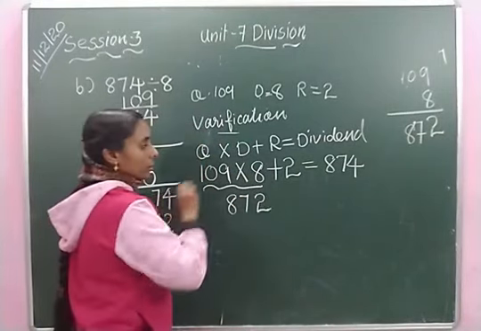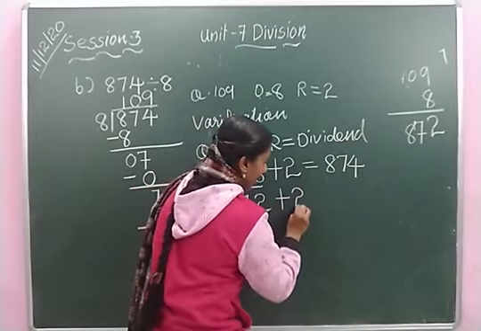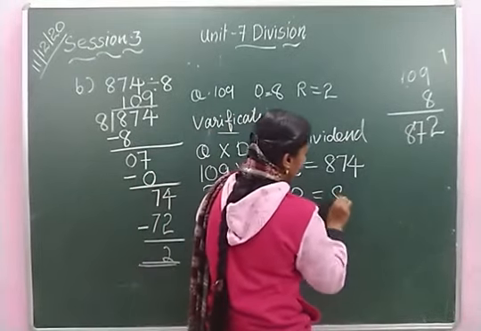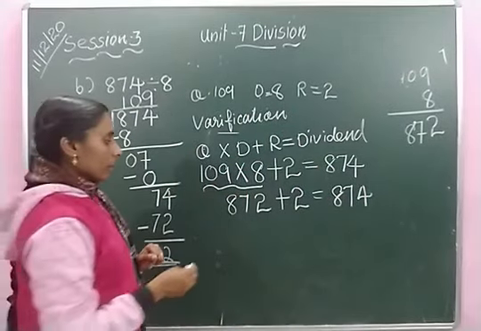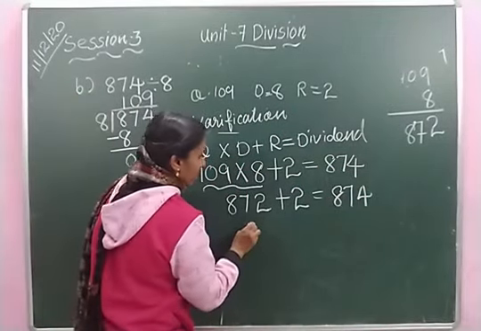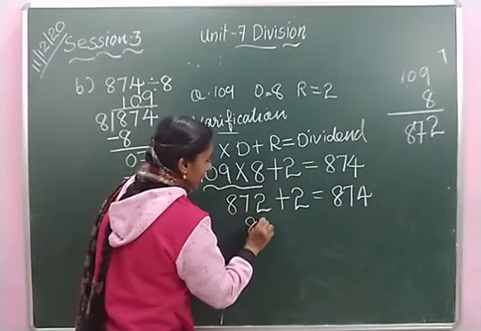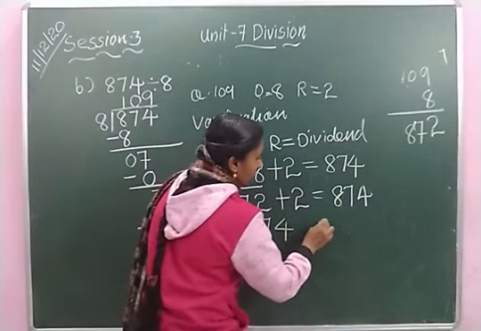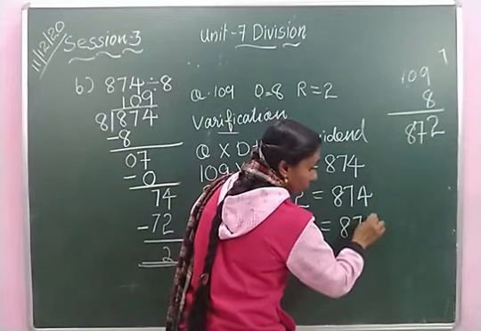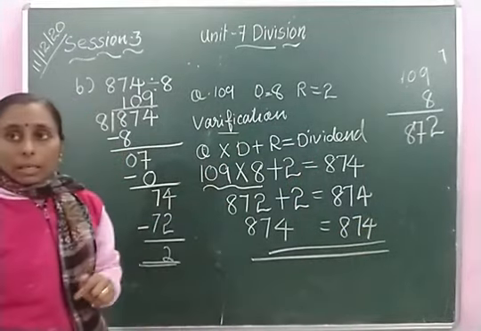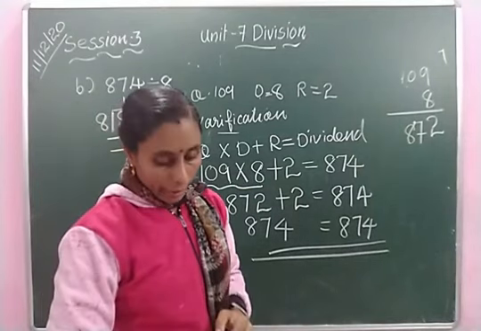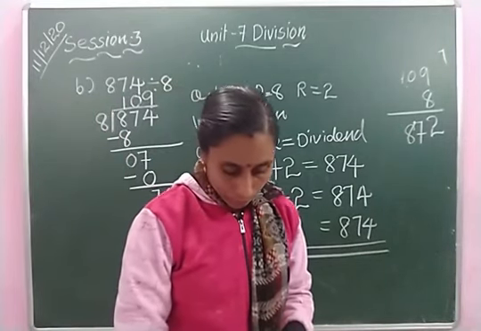Then plus 2 is here, and 874. Then 872 plus 2 is equal to 874, which is equal to 874. Now the verification we have done. Both sides become equal. Okay. Next question.